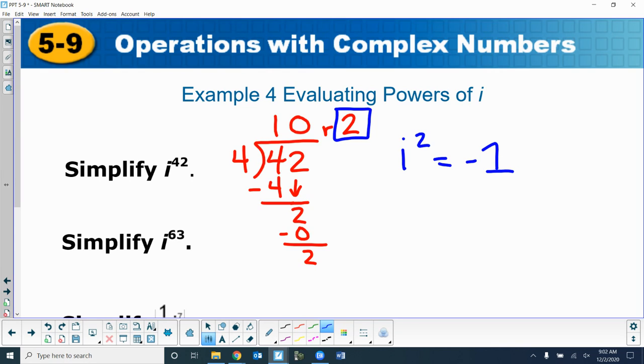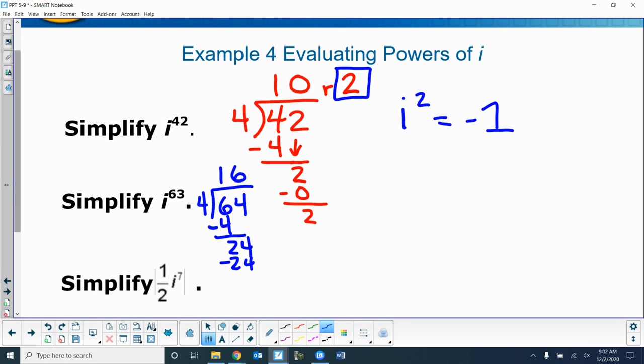Okay? 63, same thing. 63 divided by 4. Does 4 go into 6? How many times? Once. What's 1 times 4? Subtract. Bring down the 4. How many times does 4 go into 24? 6 times. What's 6 times 4? 24. What's my remainder? 0.